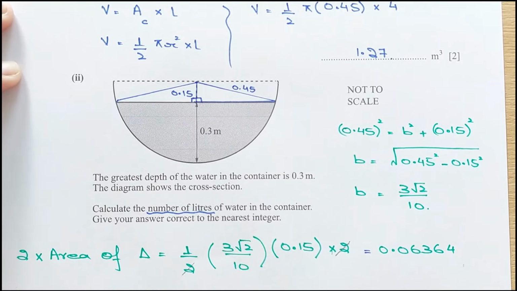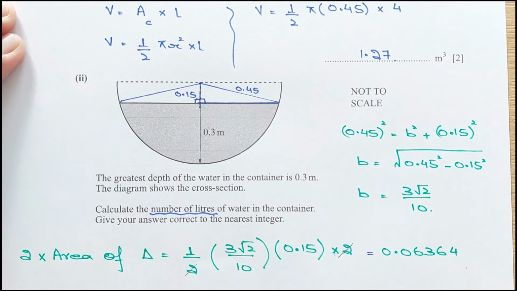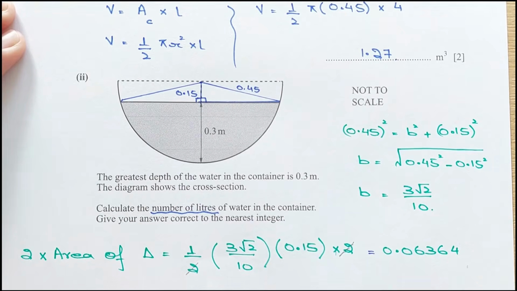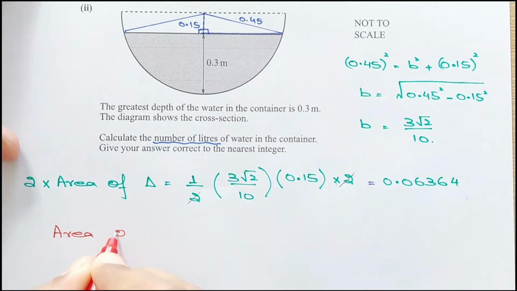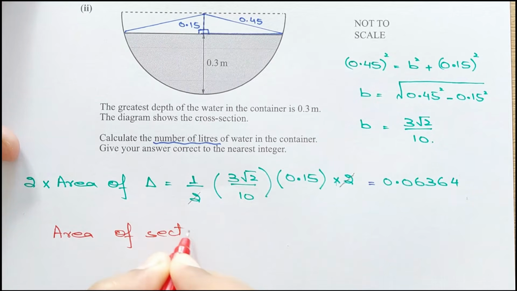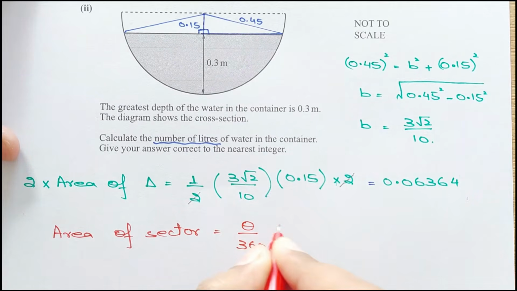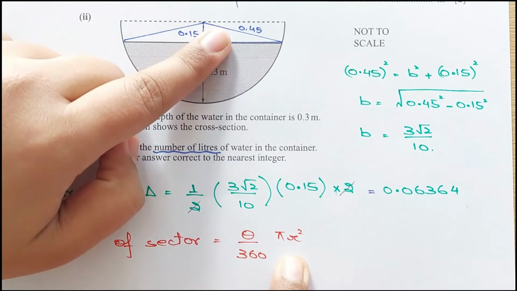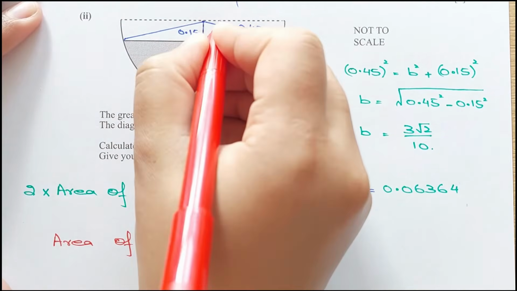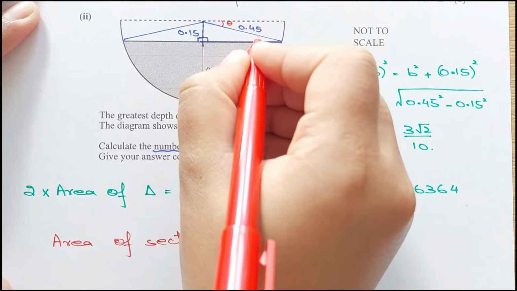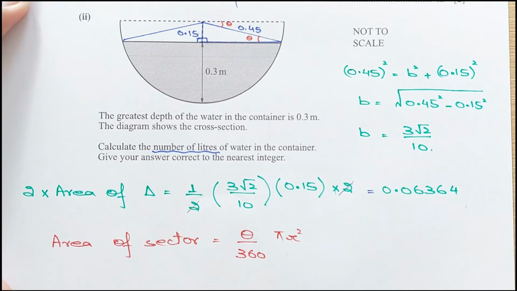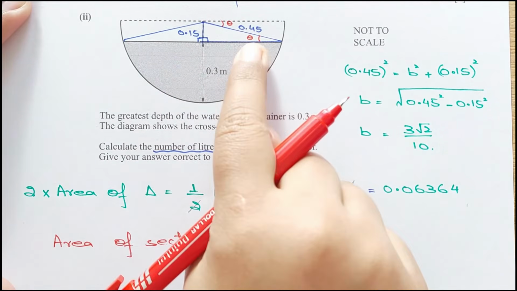Now let me find the area for the sector. The area of a sector has a formula. We have two sectors again, right? So let me find it for the first sector. The area of a sector of a circle has the formula theta divided by 360 times pi r squared. So for the sector, you can see we have a radius. Now we need to find the theta, this angle theta we need to find, right? So this is a straight line. So this angle theta and this angle theta are the same. These are the two alternate angles. So let me find this angle theta.